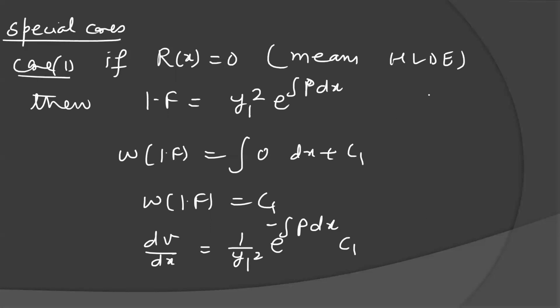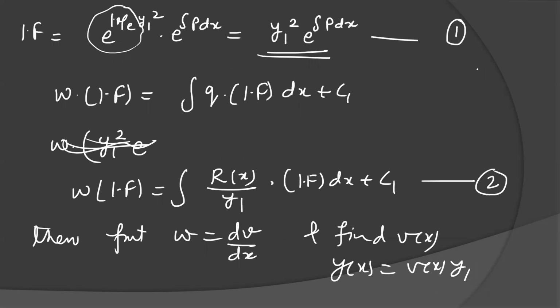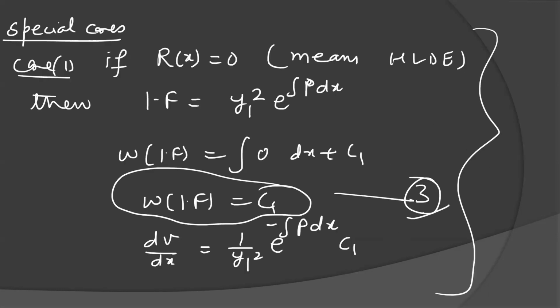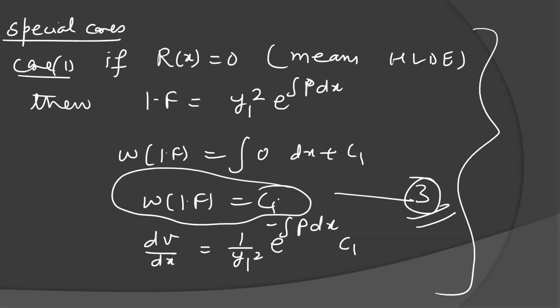So this is the case when R(x) is 0. You can tackle it this way. You can remember that when R(x) is 0, the formula is reduced to this formula 3. So if R(x) is 0, you have to learn only 1 and 3. If R(x) is not 0, you have to learn 1 and 2. If you learn 1 and 2, you can solve the special case also. Let's see one example.